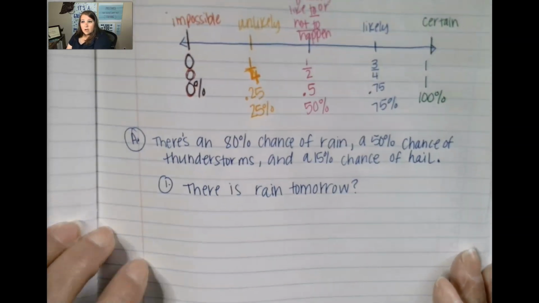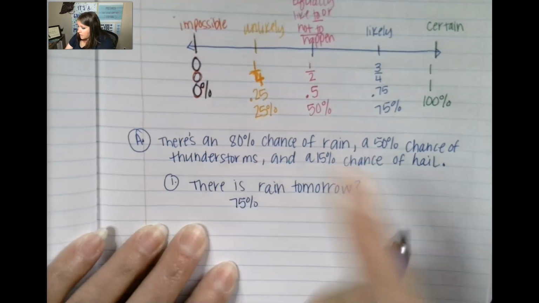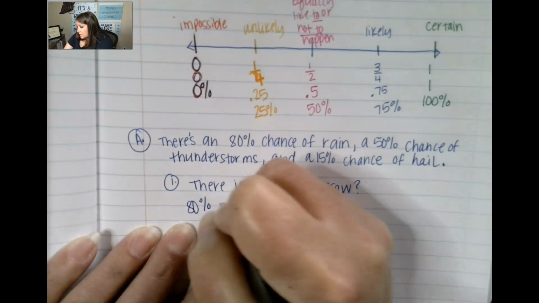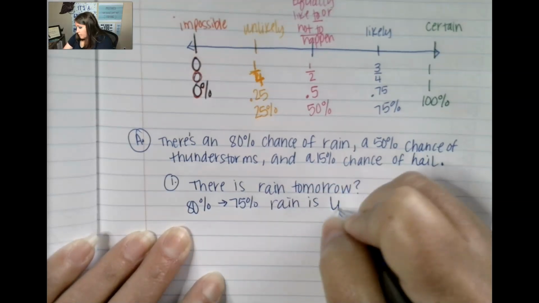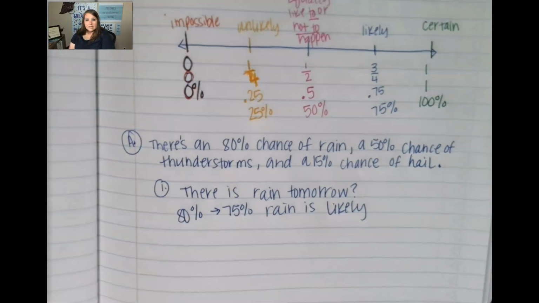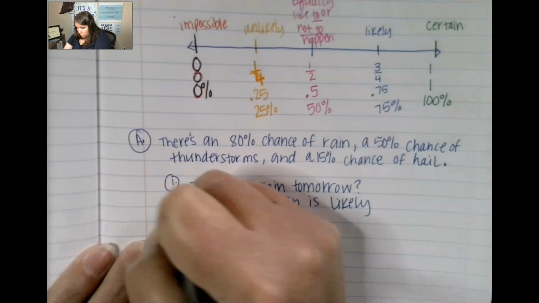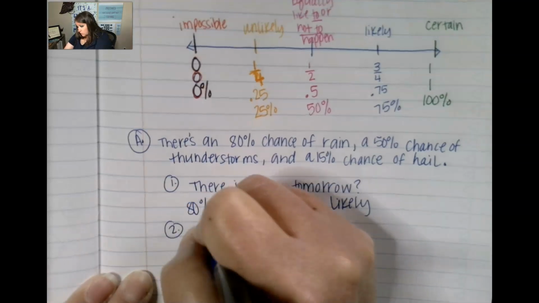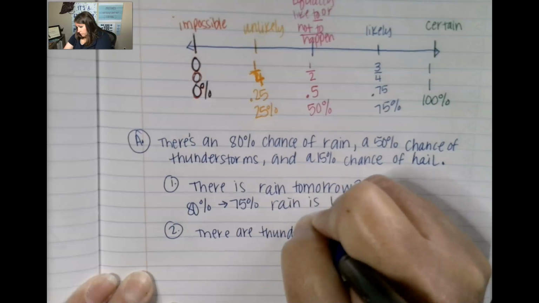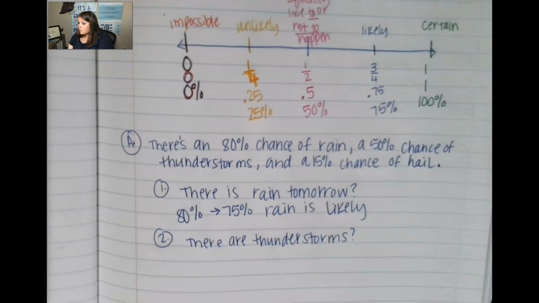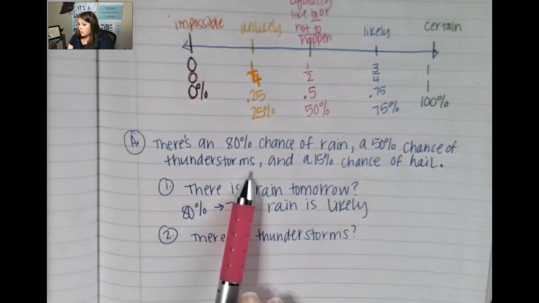So the likelihood is 75%, a 75% chance, right here, 80. So 80% chance, 80 is closest to 75. So rain is likely to occur. Okay, what about question number 2? Question number 2 says that there's thunderstorms. What's the likelihood of that happening? Well, let's use our data from here. It says there's a 50% chance of thunderstorms.